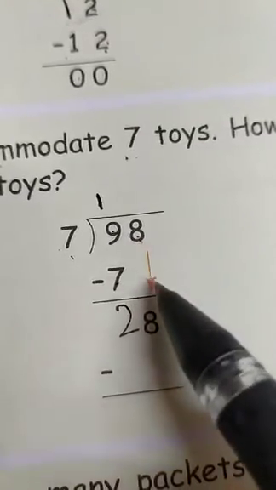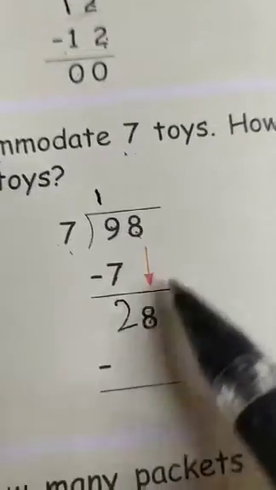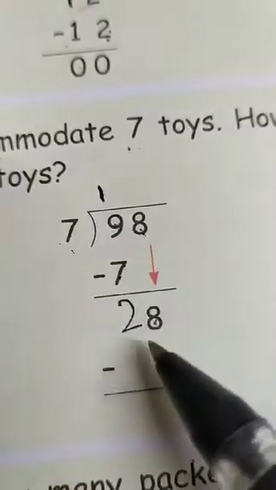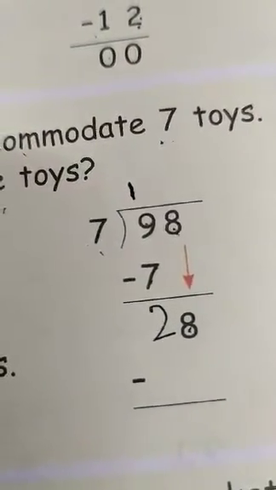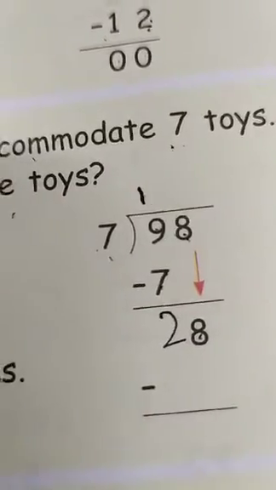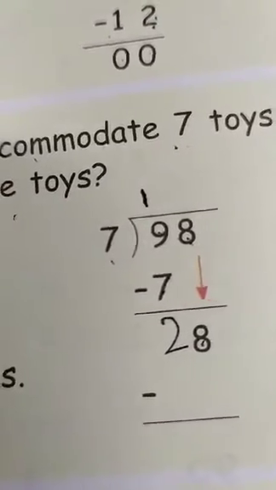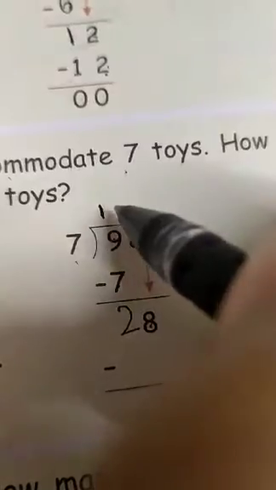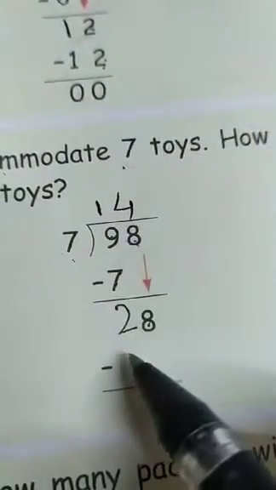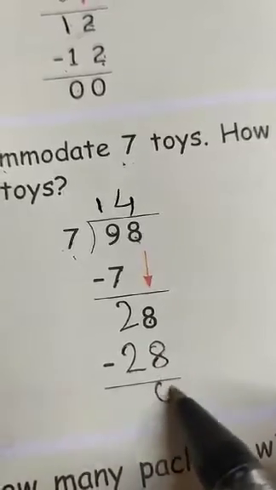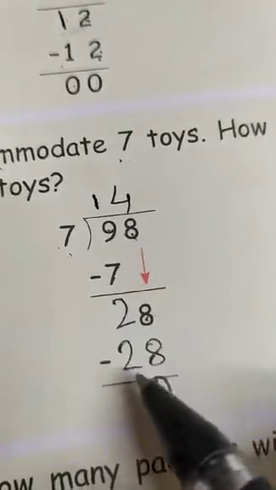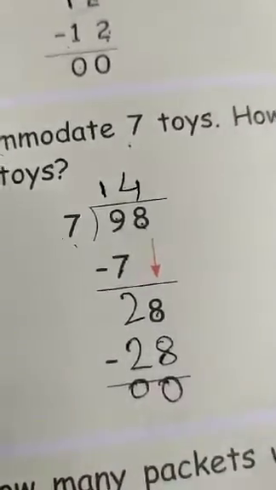That 8 we have to write downside. Now see, in table of 7, 28 is there. Yes, it is there. 7 fours are 28. 4 comes up and 28 comes downside. 8 minus 8, 0. 2 minus 2, 0.